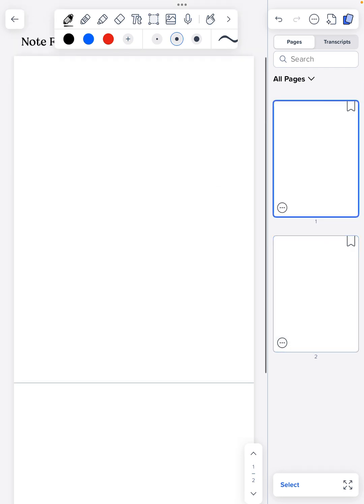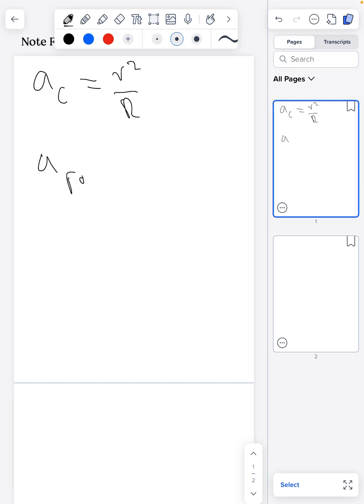Okay, part M is the final part of the question. It's asking, what is the ratio of the centripetal acceleration of object A to the centripetal acceleration of object B? So, again, we know this equation. We've been writing it for the past, who even knows, like 30 minutes probably. Just going to convert all the terms over.